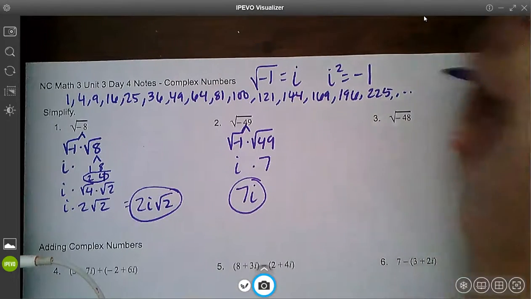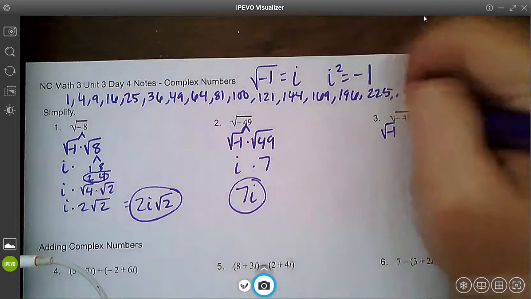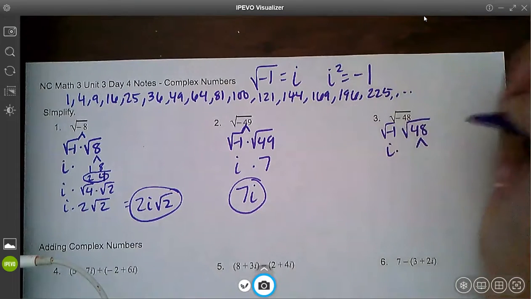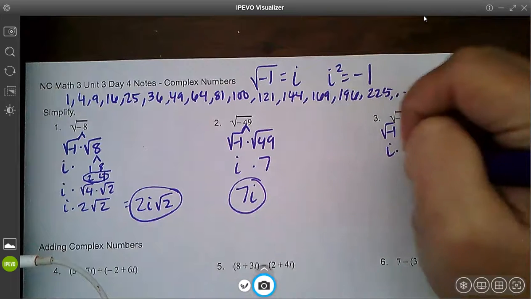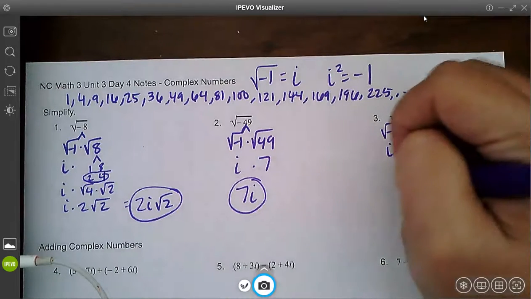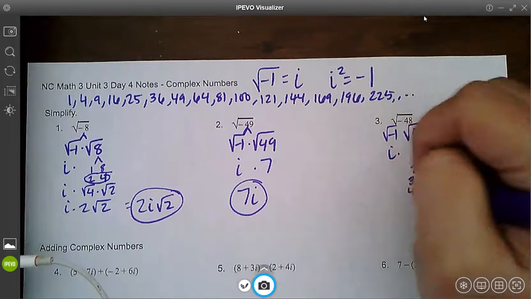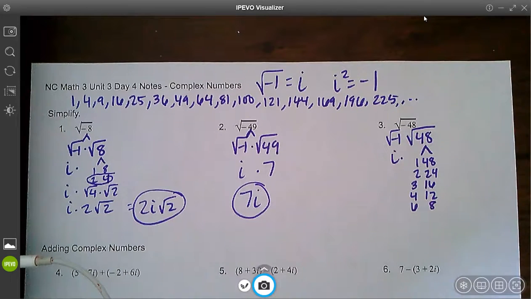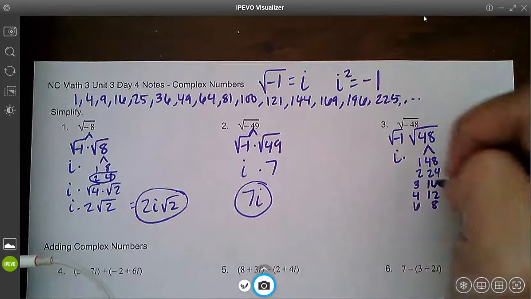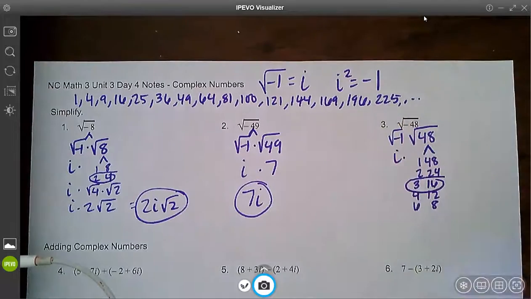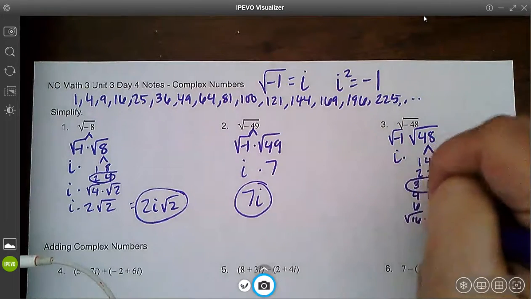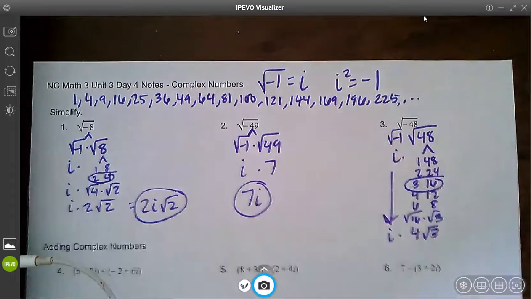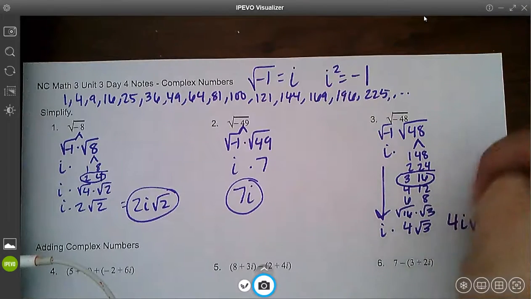Square root of -48, doing the same thing, splitting it up. Square root of -1, square root of 48. We have i times factors of 48, 1 and 48, 2 and 24, 3 and 16, 4 and 12, 6 and 8. My biggest perfect square factor, not just a perfect square factor, but my biggest one is 16. So I have the square root of 16 times the square root of 3, which is 4 root 3. Don't forget about your i. So your answer is 4i root 3.